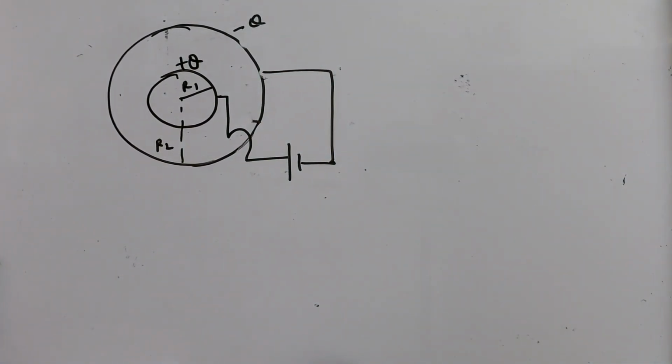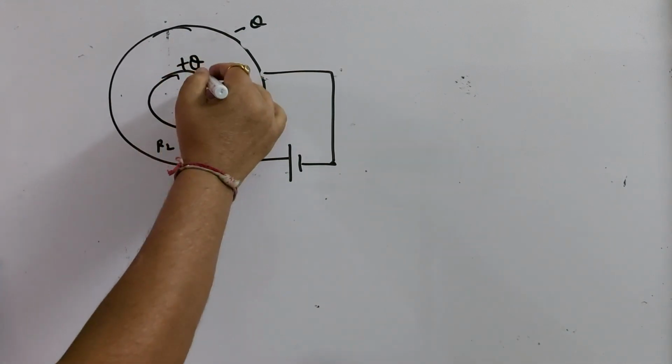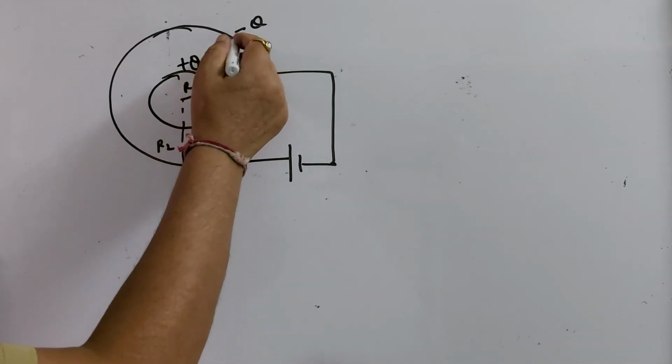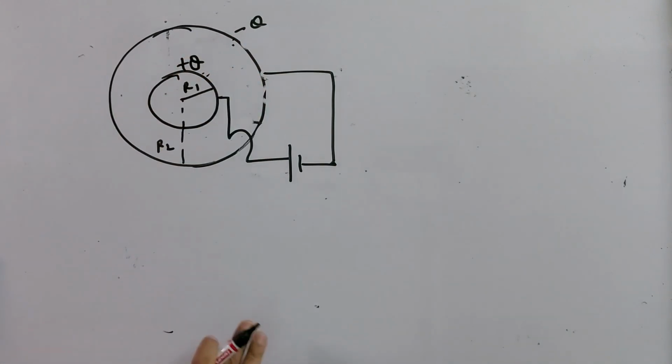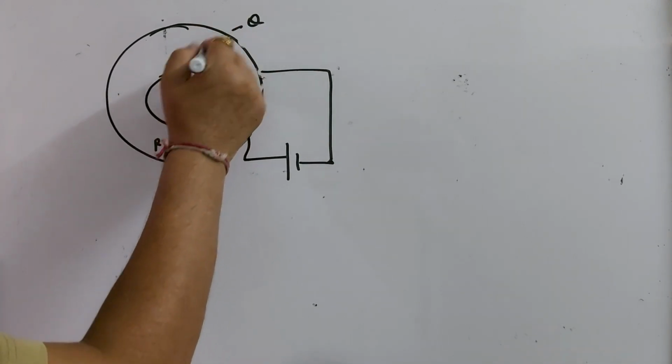Now again, if we are interested in finding the capacitance, we have to find the ratio of q and v. So for that we want to find the potential difference. In this case, the field in between these two surfaces is not uniform. So to find the potential difference, again we will take help of integration. Now suppose we have to find the potential difference between these two plates.